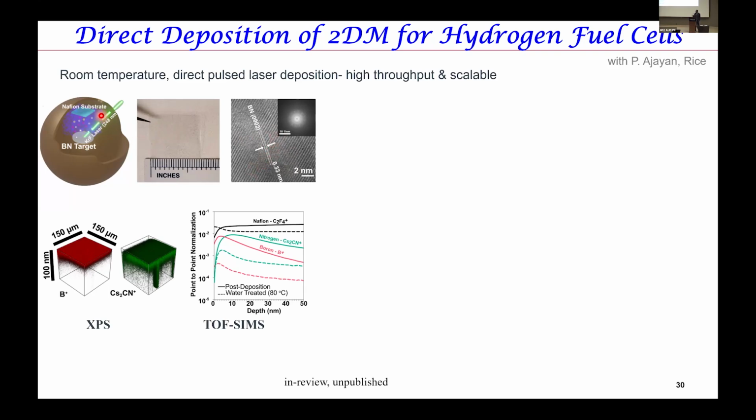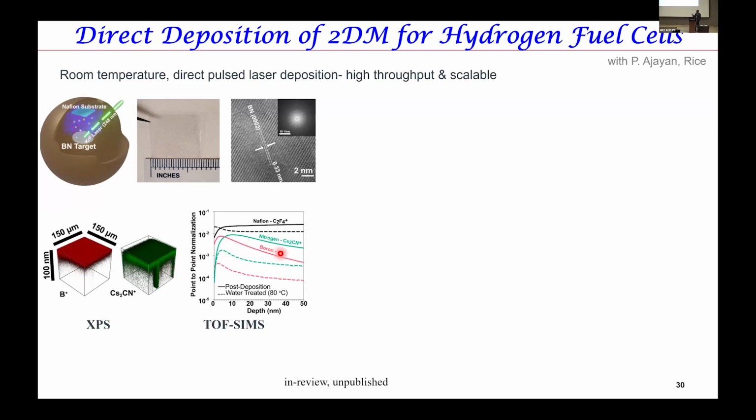And because the pulse has some energy, the condensation onto the substrate is of high energy particles. What that means is not everything is at the surface. Some of this boron and nitrogen species, the radicals especially, penetrate the Nafion, and so you have a subsurface layer, which is shown by this XPS study.